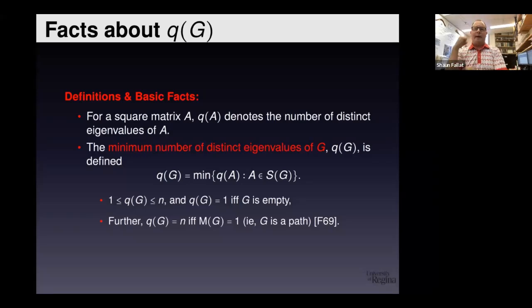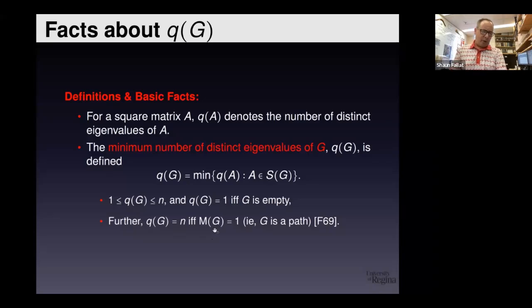And so I'm interested in studying this number Q of G for a fixed graph G. And of course, you start to think about things for a minute. Q ranges between 1 and n, where n is the number of vertices in the graph. If Q is 1, that means there's only one eigenvalue, and of course, that means the graph has no edges, something we described a moment ago. On the other hand, if Q is n, then all the eigenvalues have multiplicity 1. That is, they're all simple.